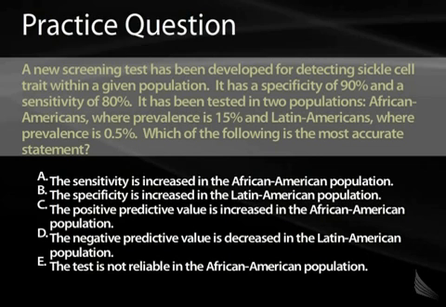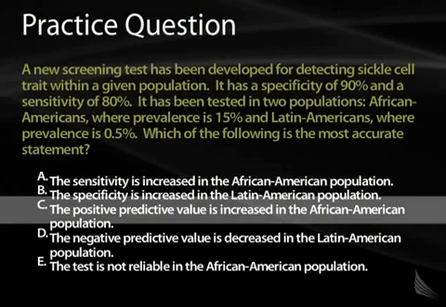When you have a higher prevalence, as described earlier, this serves to increase the positive predictive value, and when you have a lower prevalence, this would serve to increase the negative predictive value. In this case, we have a higher prevalence in African Americans, so there is a higher PPV for this population, and you have a lower prevalence in Latin Americans, so there would be a higher NPV in this population. The correct answer, therefore, is C. The positive predictive value is increased in the African American population, again because of the higher prevalence in this population.